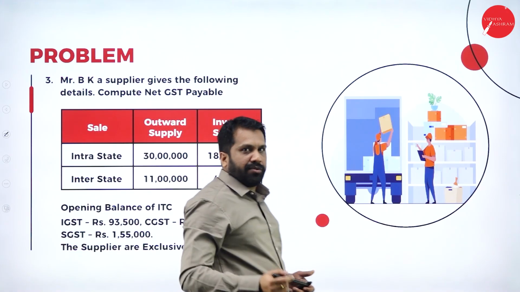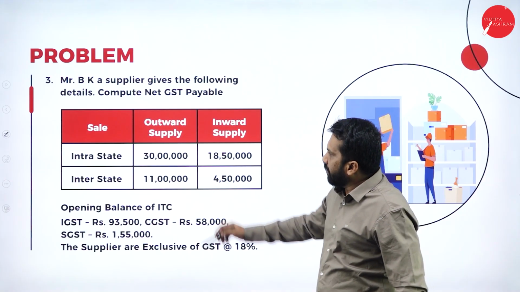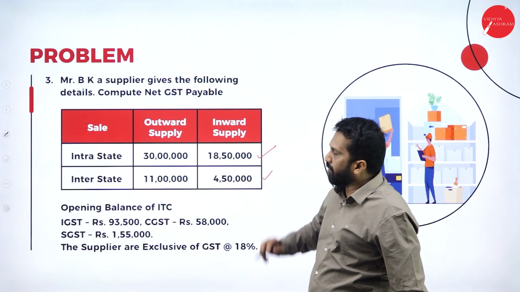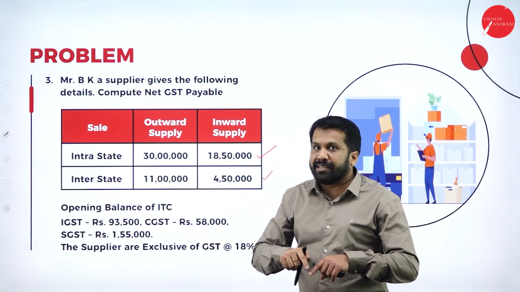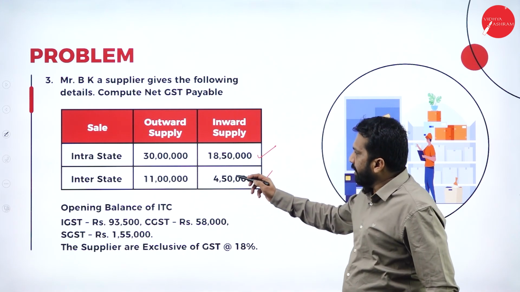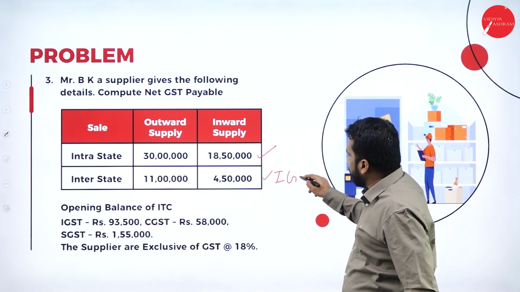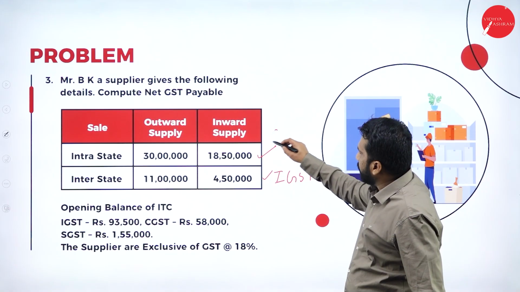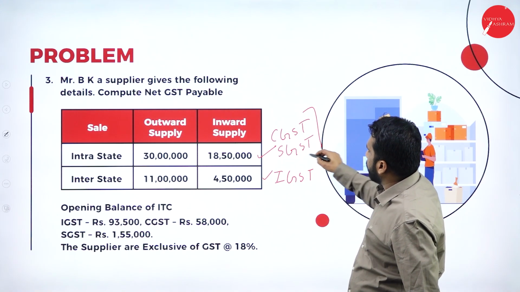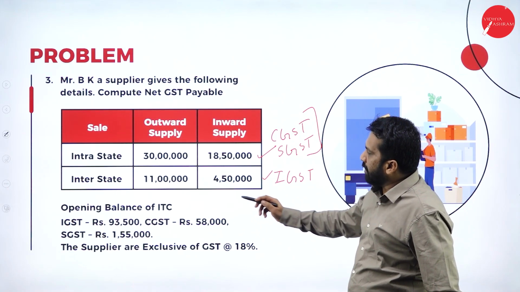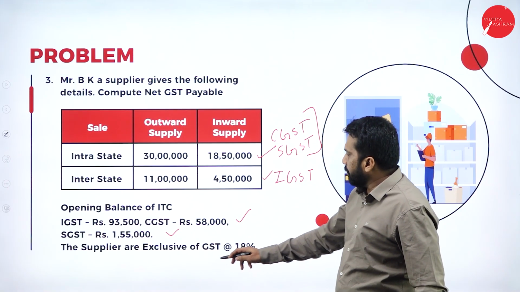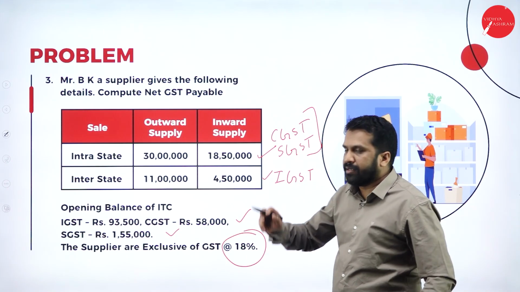Now, if you go to the next one, as per this, intrastate this much, interstate this much. Intra means what? Inside the state. Inter means one state to another. If it is interstate, IGST will come. Intrastate, CGST and SGST will come. Remember this. And opening balance of ITC, at the end we are supposed to minus. The supplies are exclusive of 18% tax.